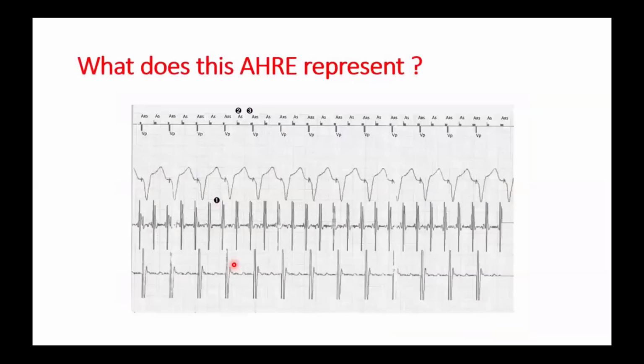So we go for another type of problem, and while we are programming, this patient has this rapid heart rate, this atrial high rate episode. What does this interrogation show? Any volunteer?